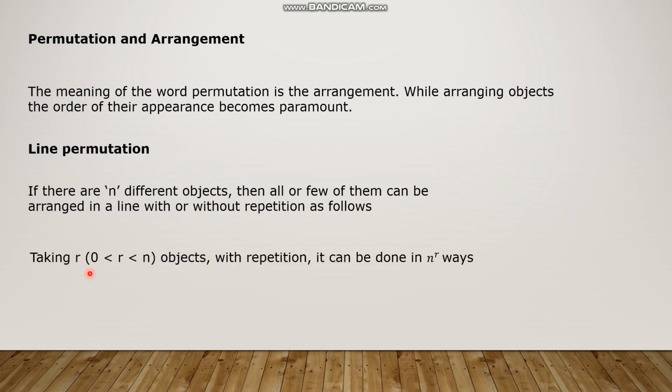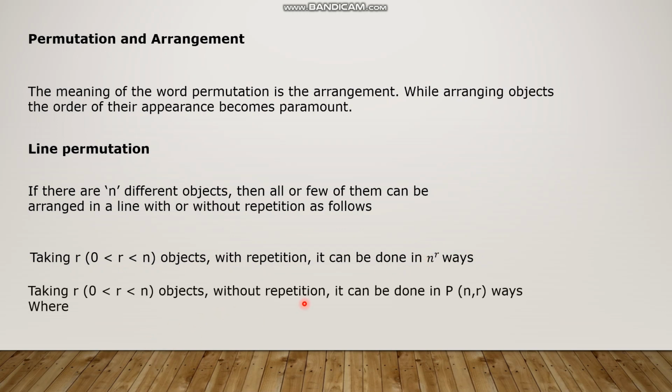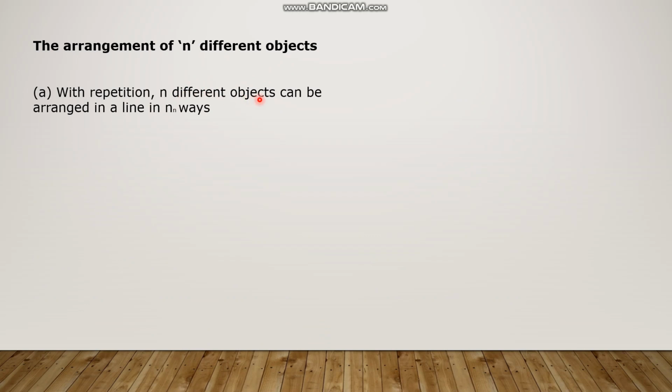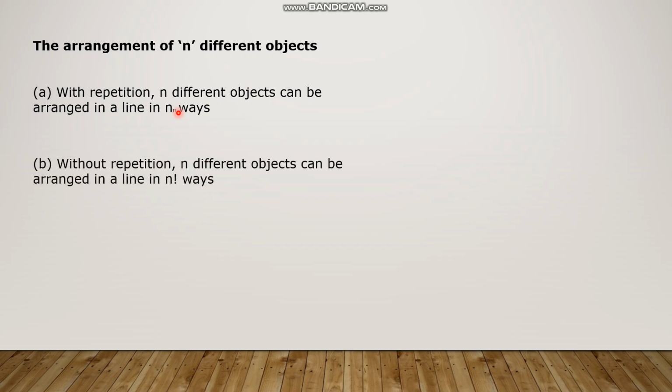Taking r, where r lies between 0 and n, with repetition it can be done in n to the power r ways, and without repetition it can be done in P(n,r) or nPr, where nPr is given by the formula n factorial by (n minus r) factorial. So this is one of the basic important formulas. Now the arrangement of n different objects. With repetition, n different objects can be arranged in a line in n to the power n ways. Without repetition, n different objects can be arranged in a line in n factorial ways.